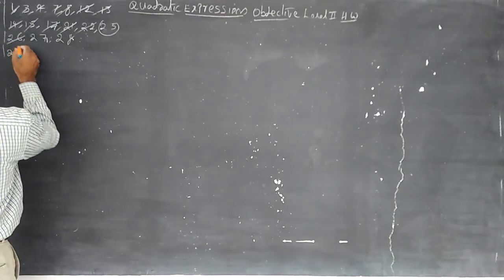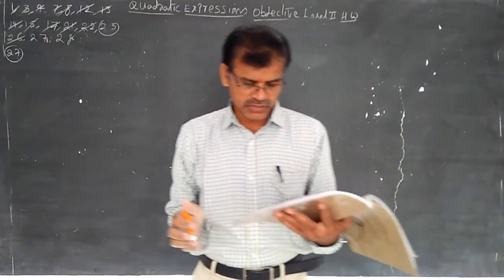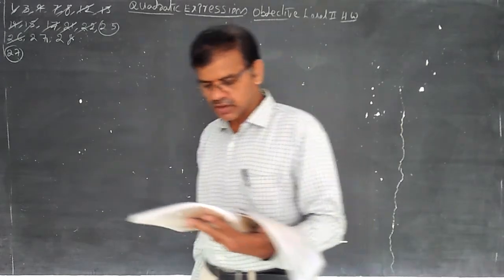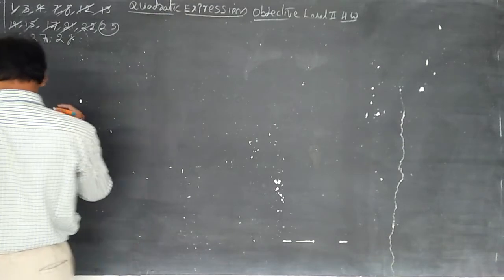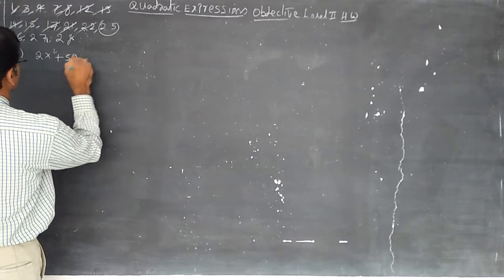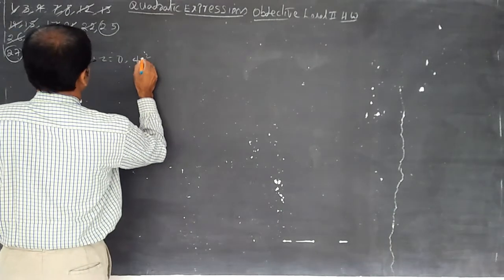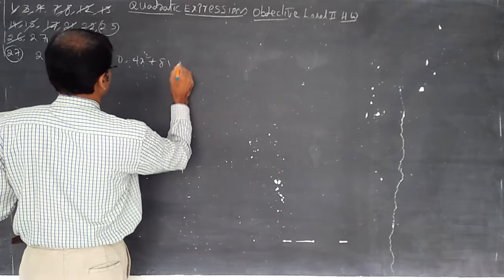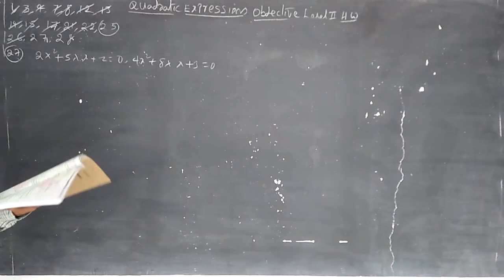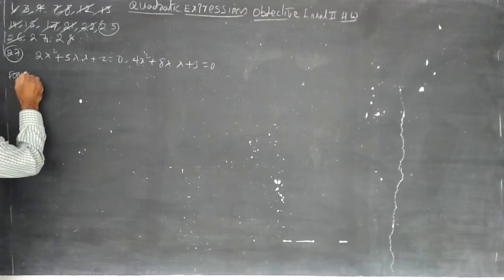26 completed. 27th question. The value of lambda in order for the equations to have a common root is given by. We can compare, otherwise we can use the common root concept. 2x squared plus 5 lambda x plus 2 equal to 0, and 4x squared plus 8 lambda x plus 3 equal to 0. He is asking not equal roots, common root. So use the common root concept. Formula I am making you remember.